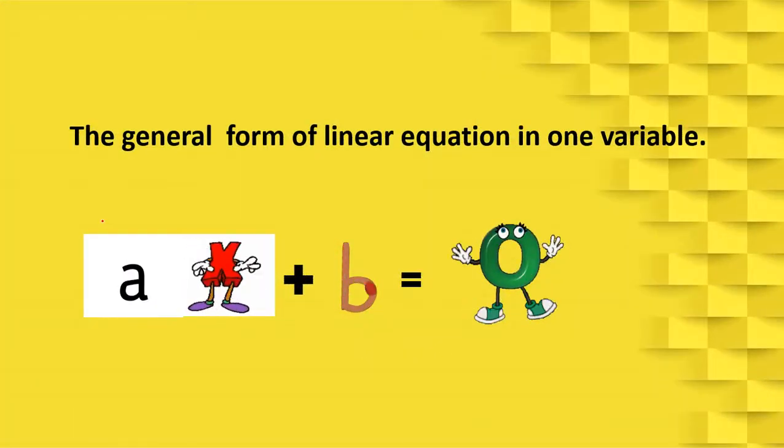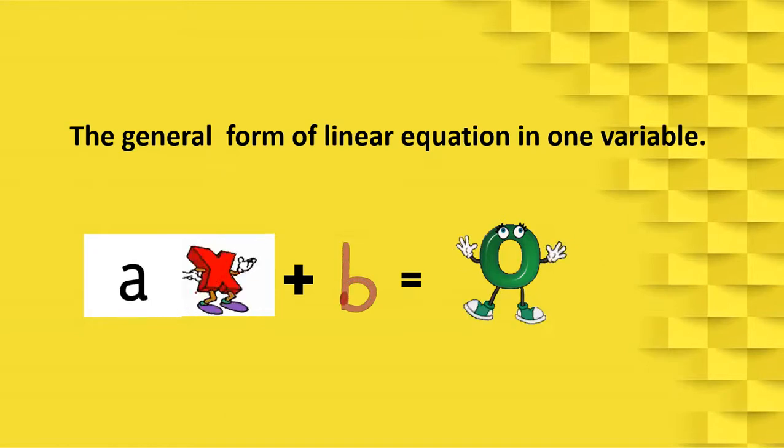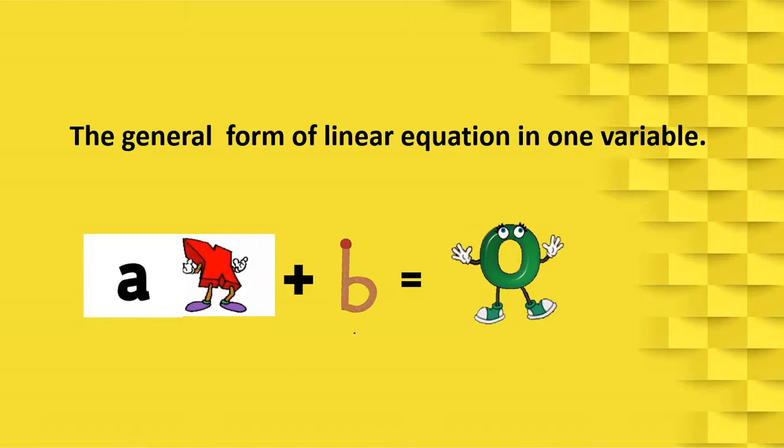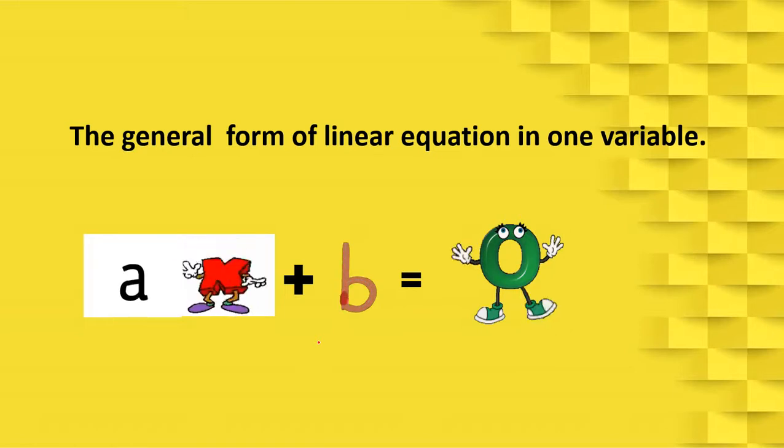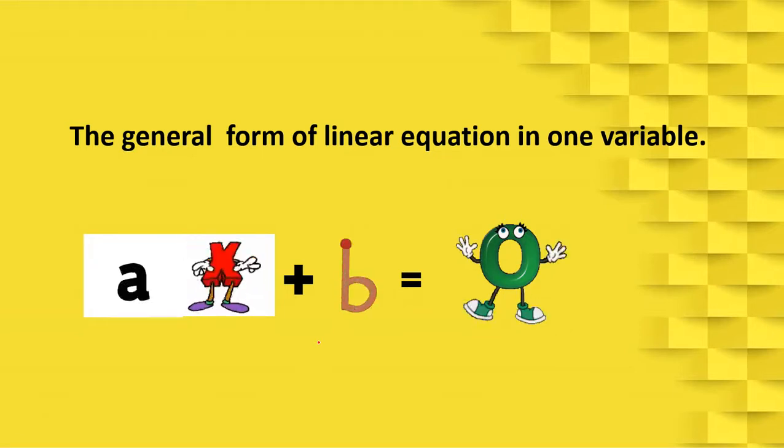This is the general form of a linear equation in one variable, as we observed in the previous slide. ax plus b is equal to 0, or in place of 0 we can place any number, and b is also a constant. So ax plus b is equal to 0, or we can write ax is equal to minus b, in any way. That means we have one variable x here. So ax plus b is equal to 0 is the general form of a linear equation in one variable.